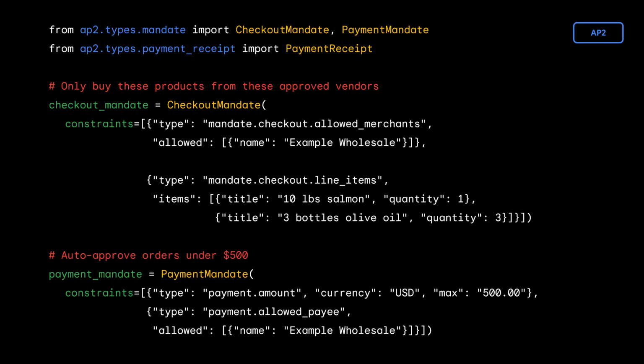The restaurant owner can configure guardrails like only buy from these approved vendors, auto-approve orders under $500 on the company card, and require manager sign-off above that. When the agent tries to buy from an unauthorized supplier, the mandate rejects it. When it places a legitimate order, it gets a signed receipt with the full authorization chain.